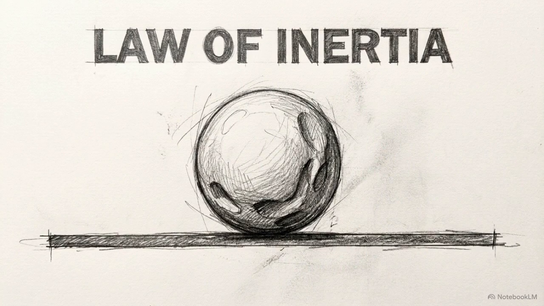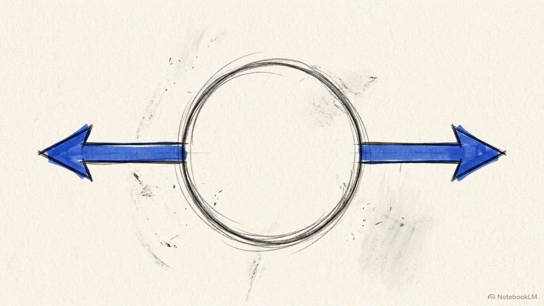This brings us to Newton's first law. An object maintains a state of rest or constant velocity unless acted upon by a net force. When a system is balanced, the sum of all net forces equals zero.